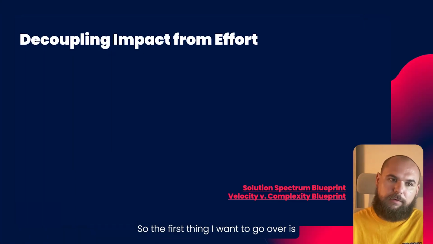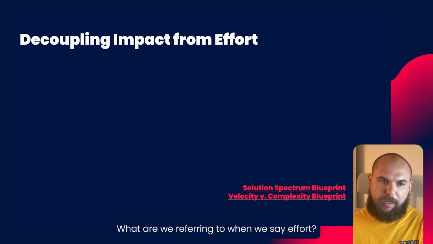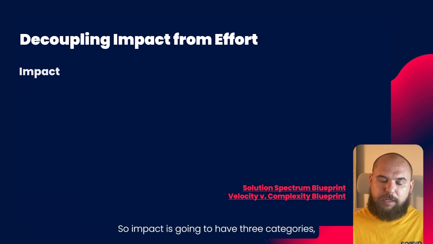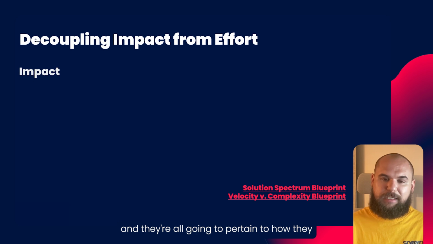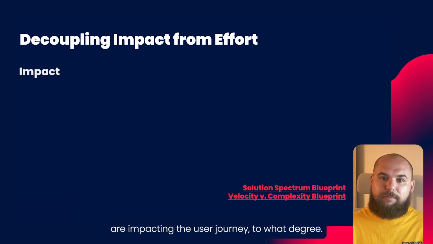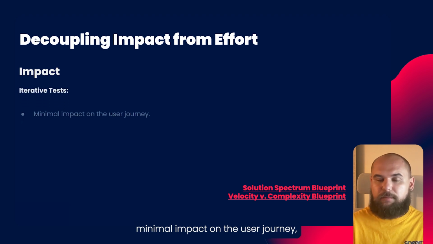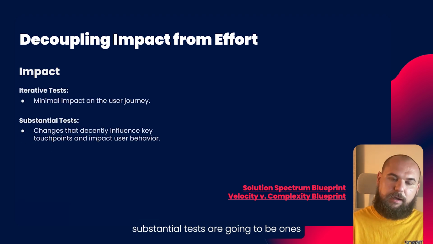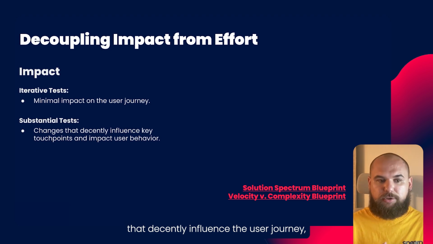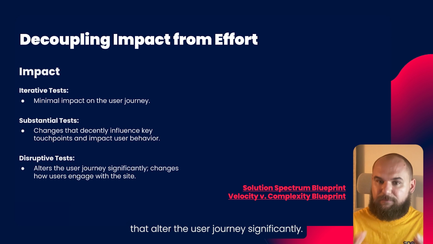So the first thing I want to go over is what are we referring to when we say impact? What are we referring to when we say effort? So impact is going to have three categories: iterative, substantial, and disruptive. And they're all going to pertain to how they are impacting the user journey, to what degree. So iterative tests are going to be a minimal impact on the user journey. Substantial tests are going to be ones that decently influence the user journey. And then disruptive tests are going to be ones that alter the user journey significantly.